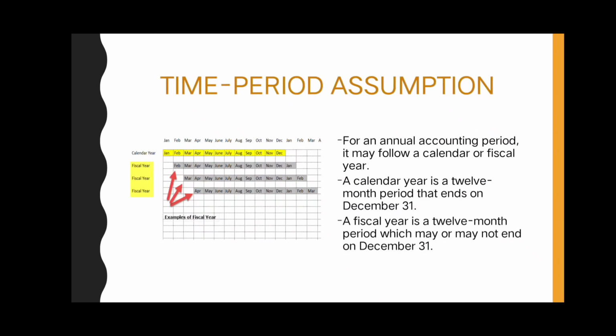But, in fiscal year, it may or may not end on December 31. Meaning, pwede siyang magsimula sa January 1 or other months of the year. Pwedeng February, pwedeng September siya magsimula, depende sa business. As long as makaka 12 months to. Okay, so kung nagsimula siya sa February, then the financial statements will end on January. Basta makakompleto yung business ng 12 months.